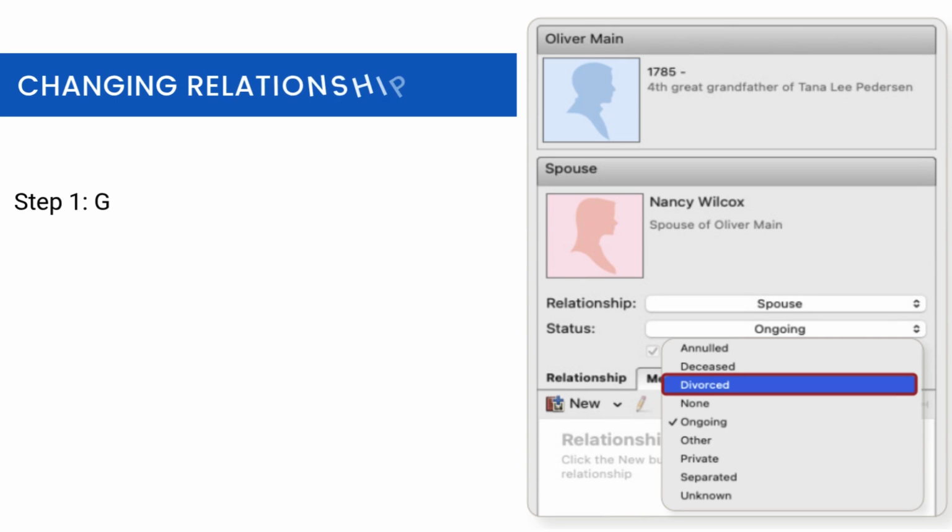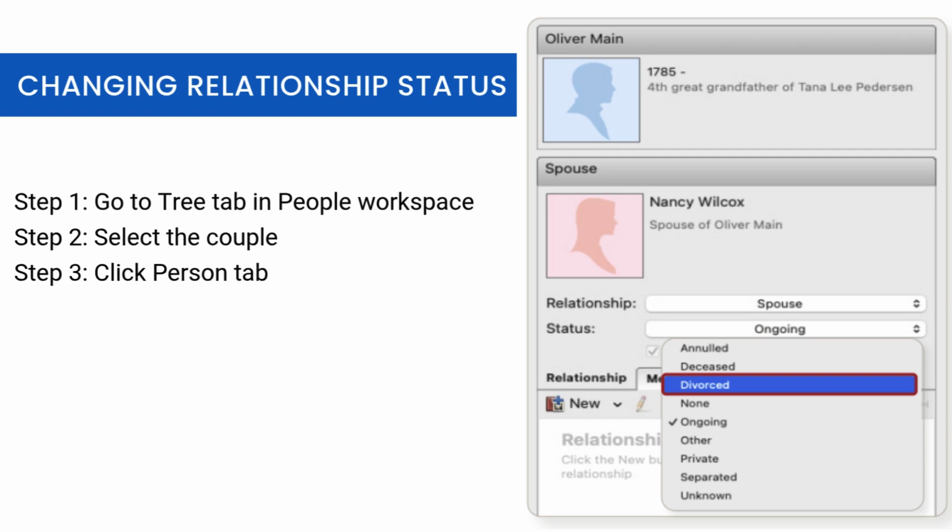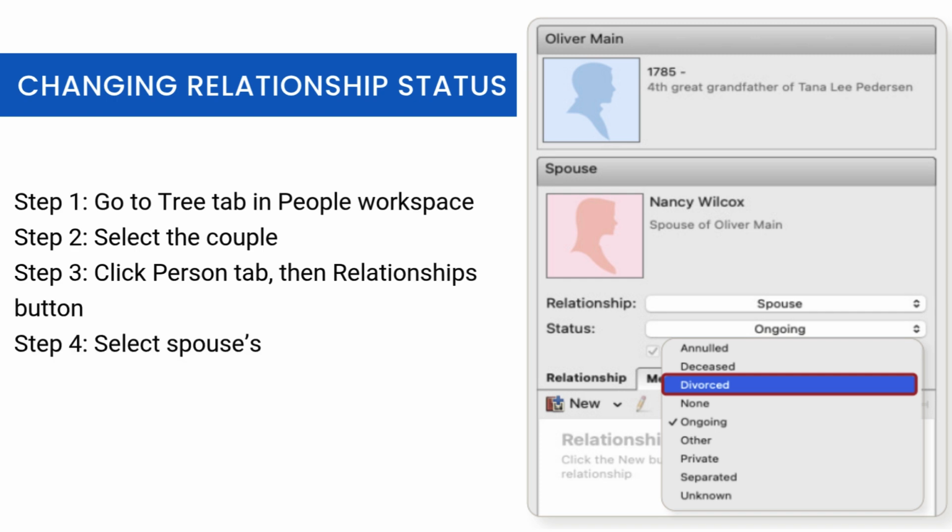Let's dive into how to manually change a couple's relationship status in Family Tree Maker 2024. This is useful when you need to update a status to reflect events like a divorce or annulment. Here's how it works. First, open your family tree and navigate to the Tree tab in the People workspace. Select the couple you want to update by clicking on one of the spouses. Next, switch to the Person tab and locate the Relationships button. Click it to open the Relationships panel.